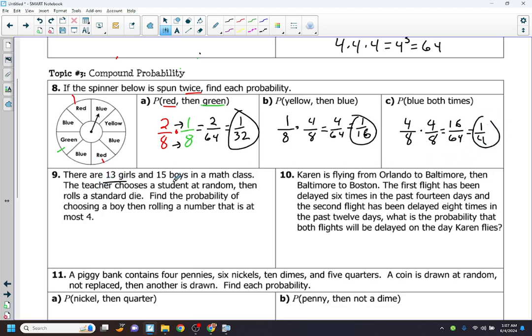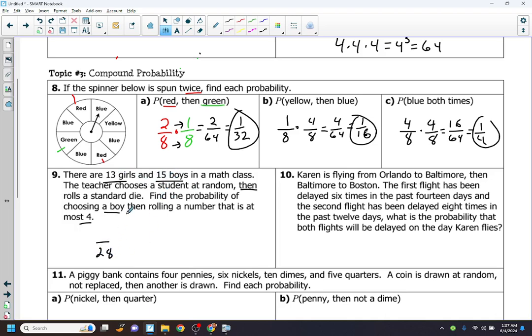All right, there are 13 girls and 15 boys in the math class. If the teacher chooses a student at random and then rolls a standard die, what's the probability of choosing a boy, then rolling a number that's at most 4? So first off, there are 13 plus 15, so in this class they have 28 kids in total.